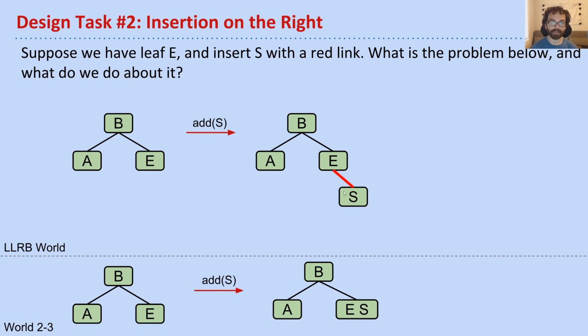If we insert S, add a red link, as we've claimed we should do, what should we do in order to ensure that our mapping to our 2-3 tree is correct? And the problem here, first, I guess you should figure out what the problem is, and then second, try and figure out what we should do about it.